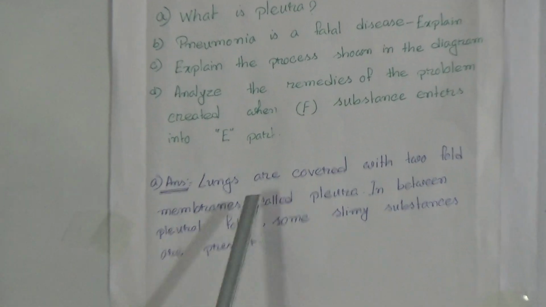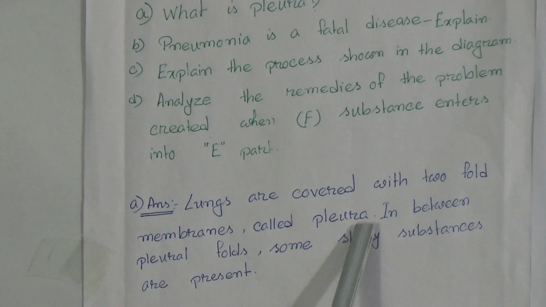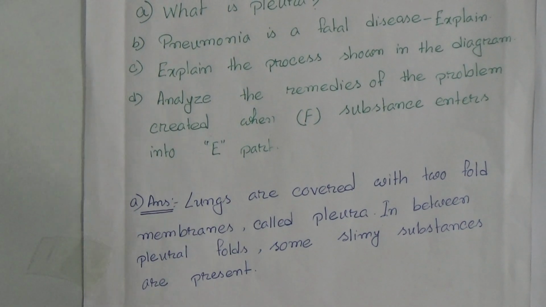Now answer, what is pleura? Answer: lungs are covered with two-fold membranes called pleura. In between the pleural folds, some slimy substances are present. So the two-folded membrane which covers our lungs, we call it pleura.